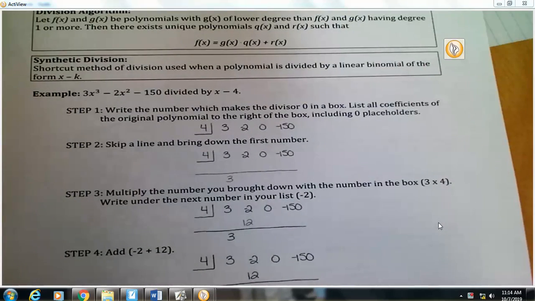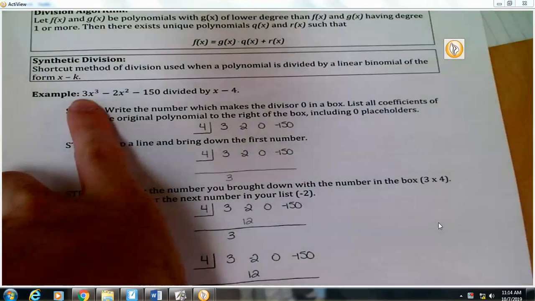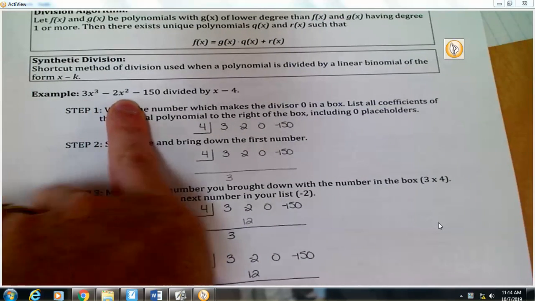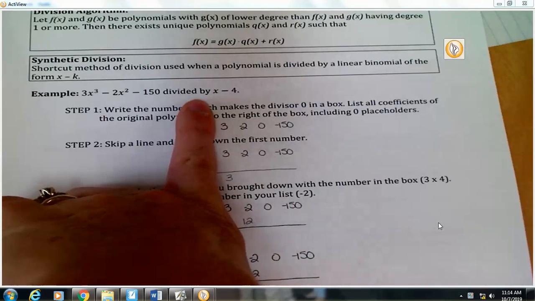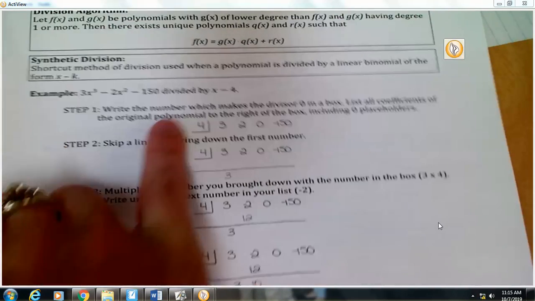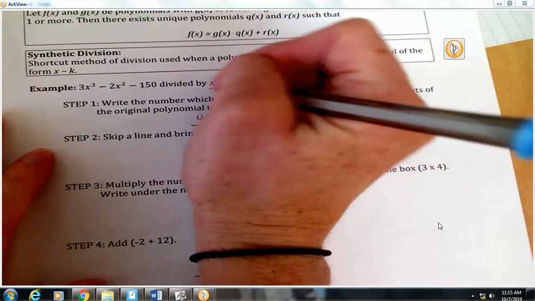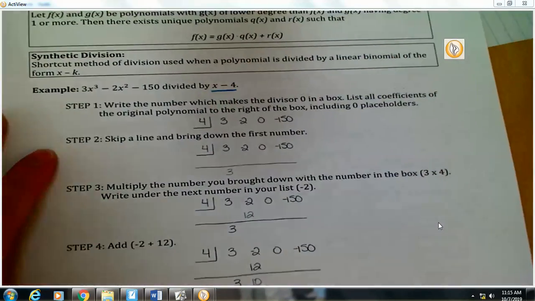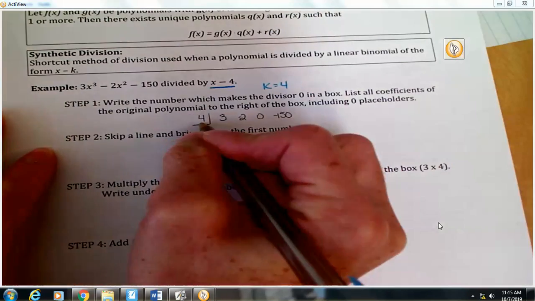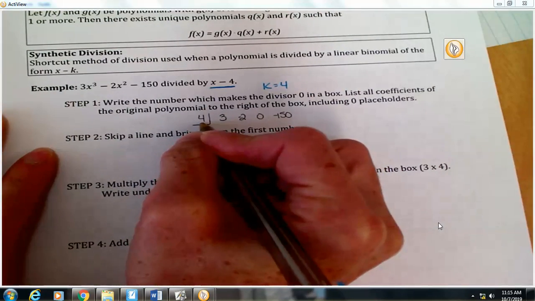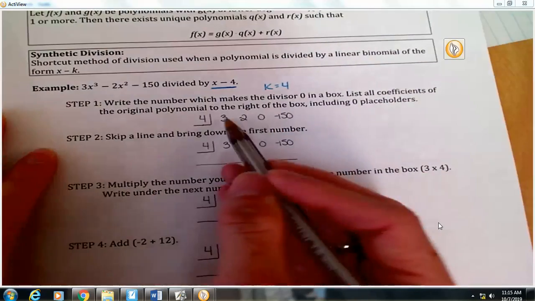So I have walked through a sample problem already on this notes handout. If you had 3x cubed minus 2x squared minus 150 divided by x minus 4, the very first thing you do is find k. K is what makes this 0. So what makes x minus 4 0? 4. So that is the number that goes out in the box for your synthetic. Then you put your coefficients.